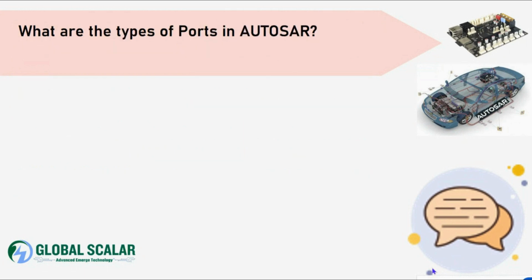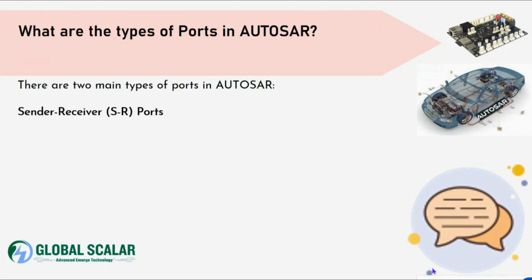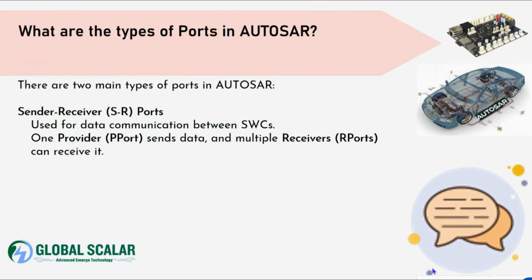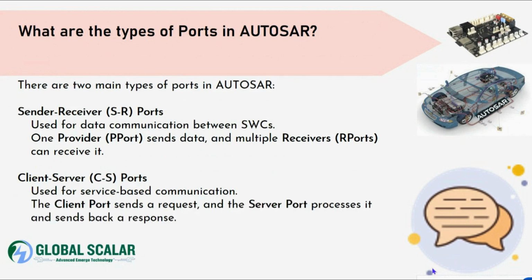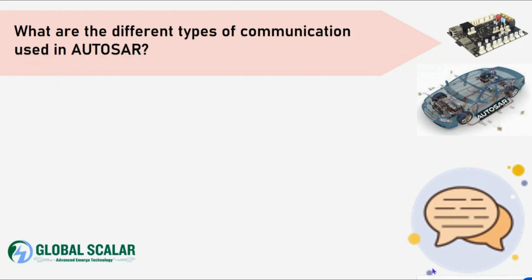What are the types of ports in AUTOSAR? There are two main types of ports in AUTOSAR. The sender-receiver port is used for data communication between SWCs, where one provider port sends the data and multiple receiver RP ports can receive the data. The client-server port, CS port, is used for service-based communication. The client port sends a request and the server port processes it and sends back a response.